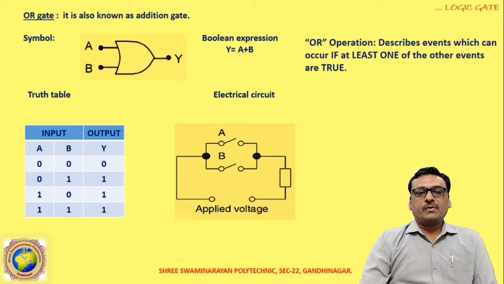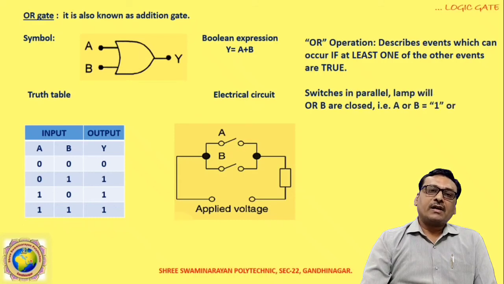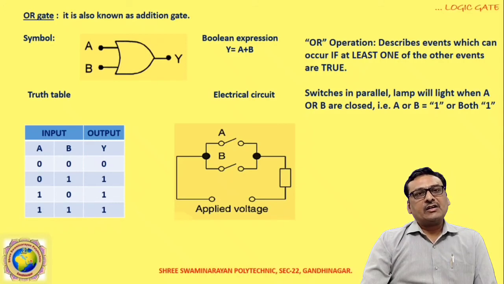So the OR gate operation describes an event which occurs if at least one of the events is true. Here I call it an event because I am considering the switch being on and off. You can take any kind of possibility for any kind of event, maybe high, low, dark, bright, any kind of situation can be justified using the gate. So the switches are in parallel, the lamp will light when A or B is closed, meaning A or B will be logic 1. Then the output is 1.